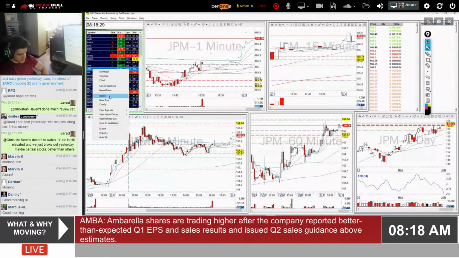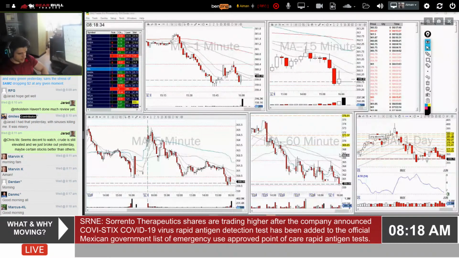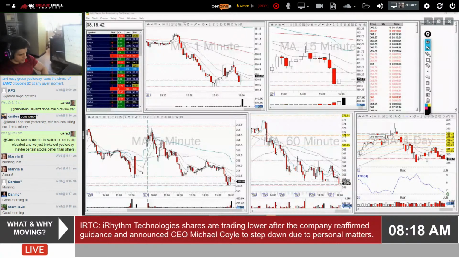JPM, we have BAC, those are all financials, no need to watch all of them. MA, this is not bad, look at this. Look at the daily chart. Literally at the breakout area, not literally, but close enough for a breakout area. 60-minute chart at the breakout area.